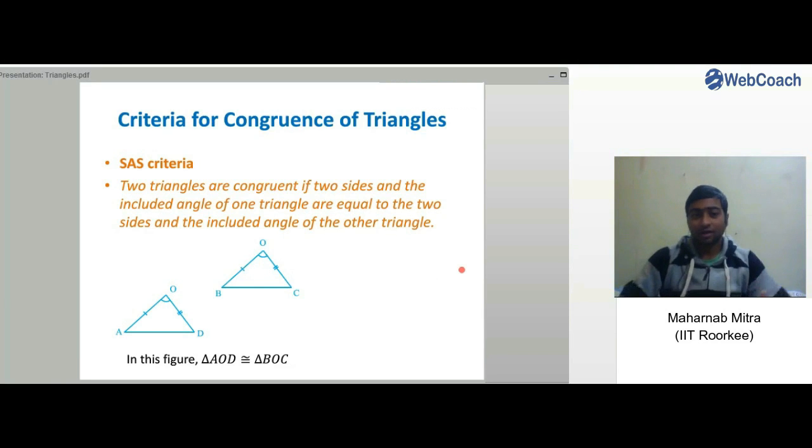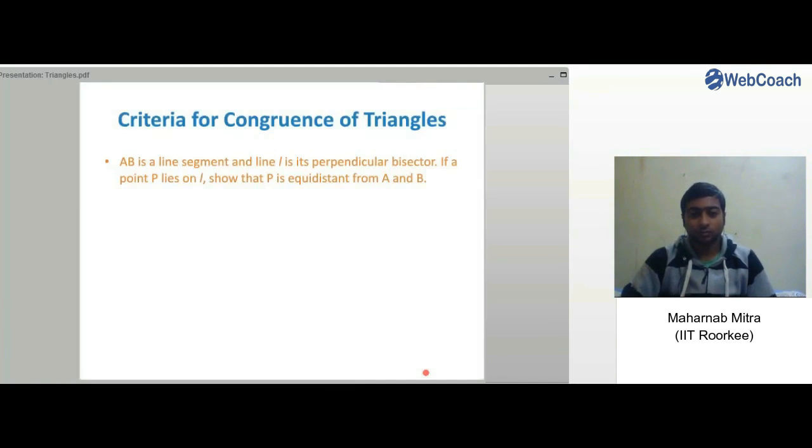So I think you have understood what the SAS criteria is. Both sides are given and the angle between them must also be given. If these three conditions, side, angle and side, are there for both the triangles, then we can say that the two triangles are congruent.